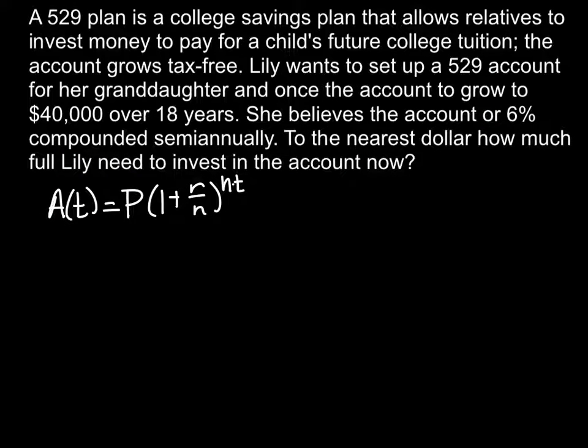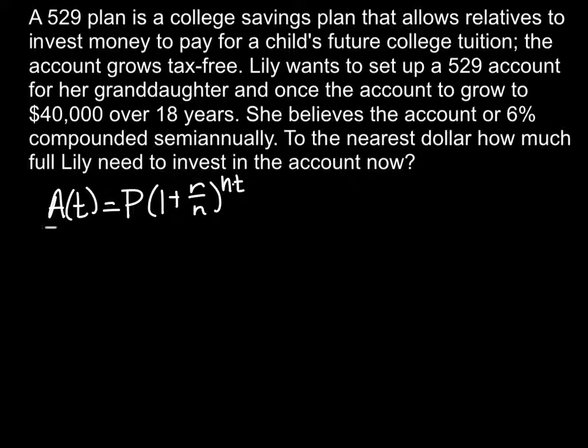Let's try another problem. A 529 plan is a college savings plan that allows relatives to invest money to pay for a child's future tuition. The account grows tax-free. Lily wants to set up a 529 account for her granddaughter. Once the account grows to $40,000 over 18 years, she believes the account will be 6% compounded semi-annually. To the nearest dollar, how much should Lily need to invest in the account now?